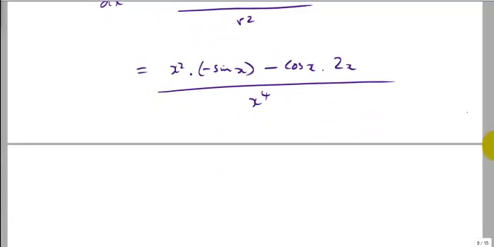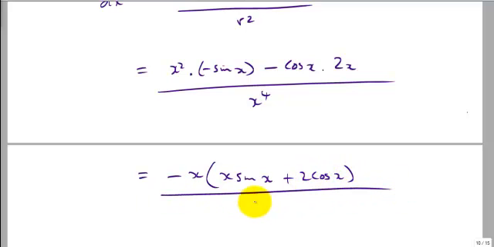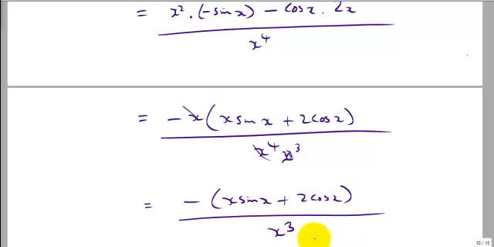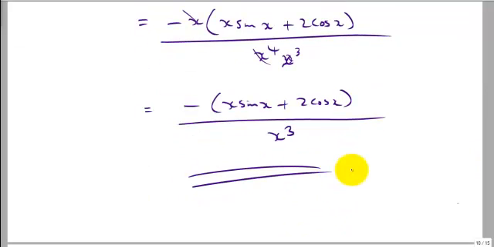So you can tidy that up a little bit again. You can take x or minus x outside, and it'll give you x sine of x plus 2 cosine of x all over x to the 4. And then you can cancel x cubed here. So that would give you minus x sine of x plus 2 cosine of x all divided by x cubed. And that's your solution. Okay?